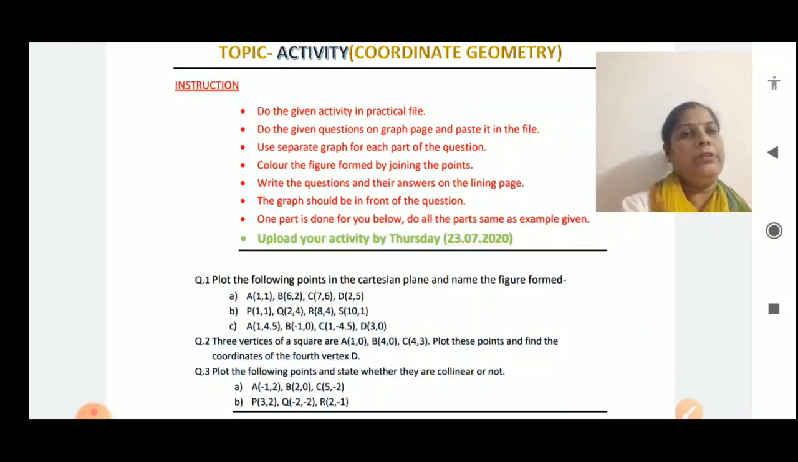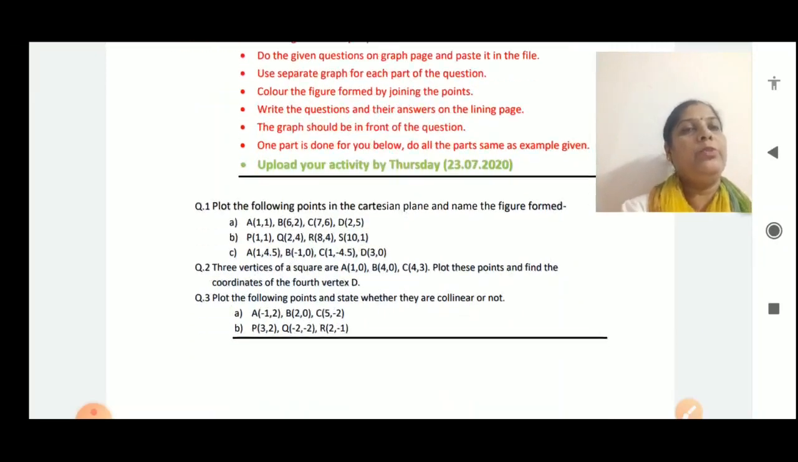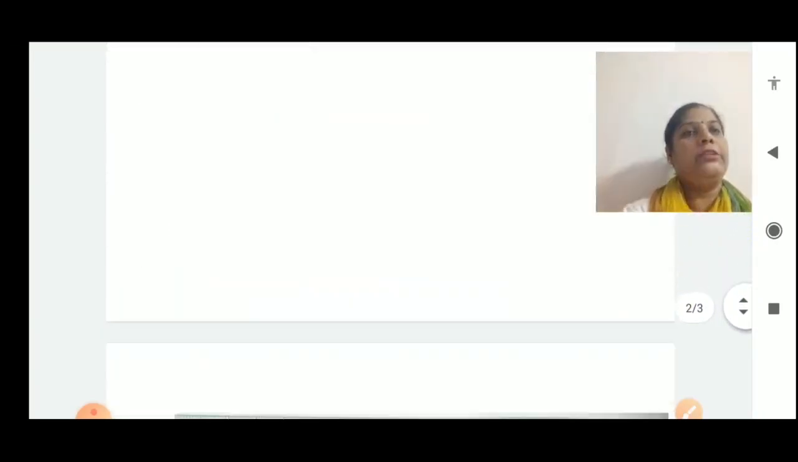So for this, first of all you have to draw the Cartesian plane and then plot these points A, B and C. When you join these 3 points A, B, C, you will get half a figure. And you have to find out point D to make a square. So I am showing you how you will do this on the Cartesian plane.